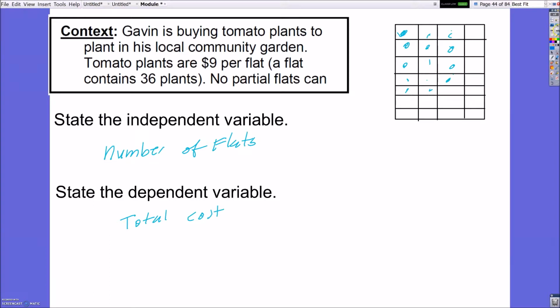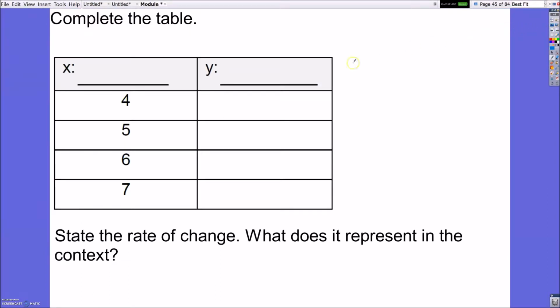All right, so now once we have that, it says go ahead and fill in this table. Remember, X is the number of flats, and the Y variable is total cost. If we remember, each flat costs $9, which means 4 of them would be 4 times 9. 4 flats at $9 a piece is $36. If we continue this, 5 times 9 is 45, 6 times 9 is 54, 7 times 9 is $63.